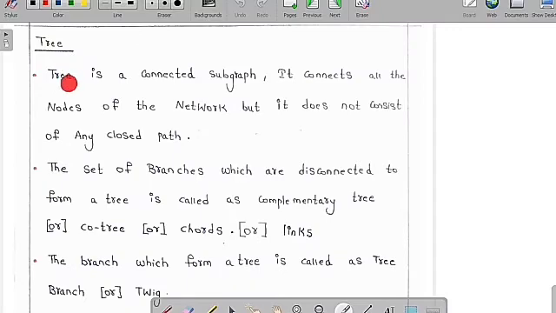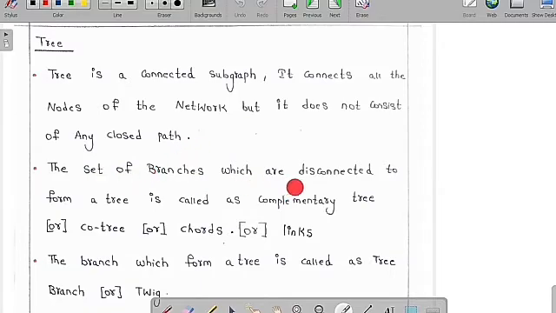Now we are going to learn about the concept of a tree. A tree is a connected subgraph. It connects all the nodes of the network, but it does not contain any closed path. Suppose from the original network you have drawn some graph. A tree contains each and every node of the original graph, but there will be no closed paths. That is the only difference.